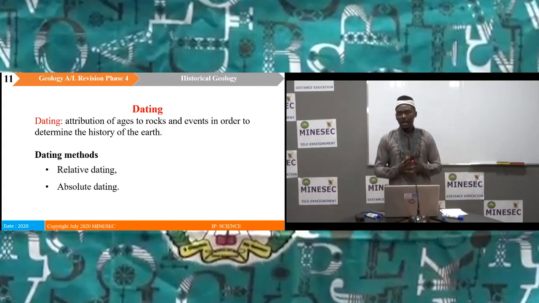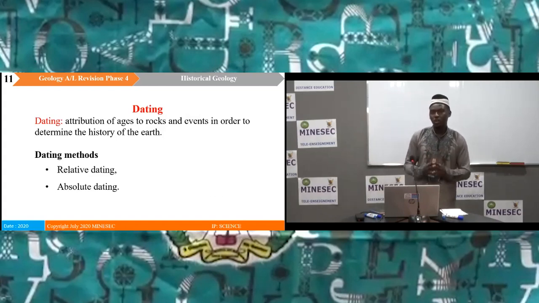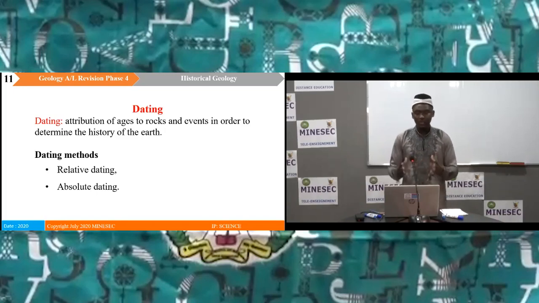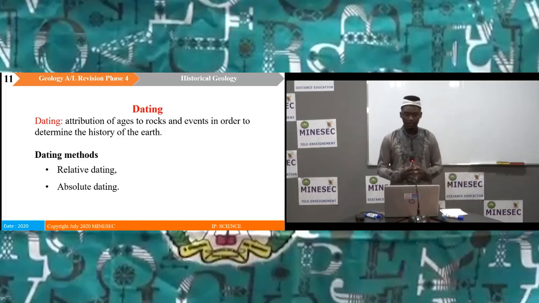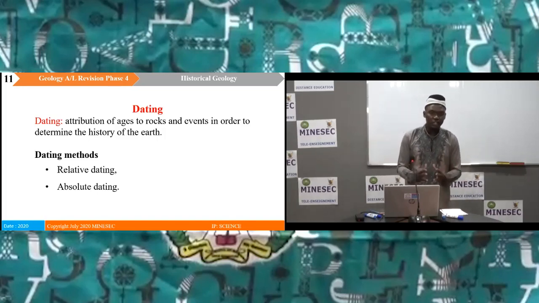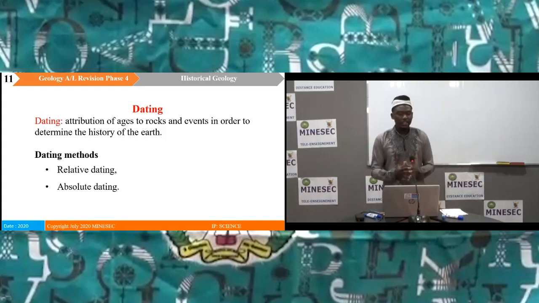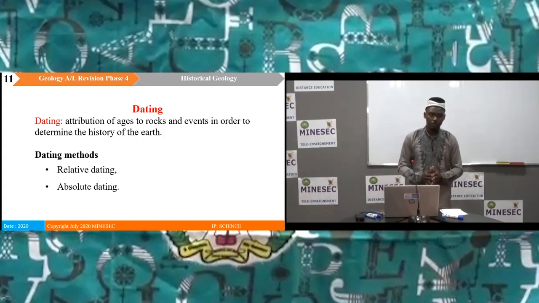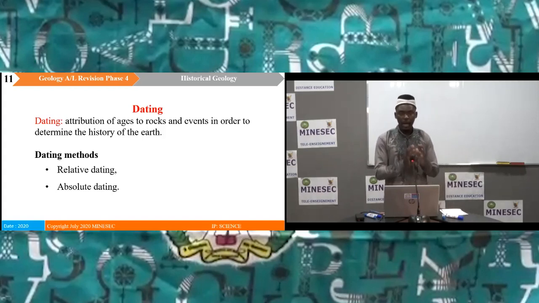Stratigraphy has as one important objective to assign ages to rocks and to events in order to establish the history of the Earth. Dating is the attribution of ages to rocks and events in order to determine the history of the Earth. Dating can be done in two ways: relative dating and absolute dating.